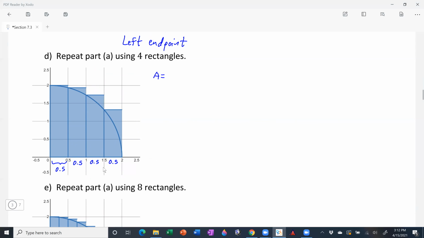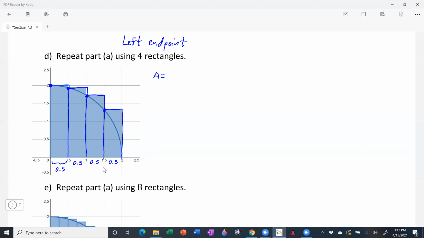Make sure that as you're drawing each one of these rectangles, you make it so that you do left endpoints for each of them. So that first one would be there, and then I draw my rectangle straight across and down. And then another left endpoint, and straight across and down. Another left endpoint, straight across and down. And another left endpoint, straight across and down. Okay, so that's the way that you should get your rectangles ready.